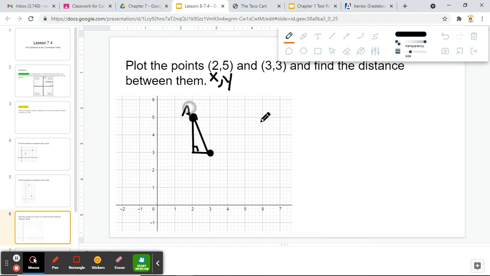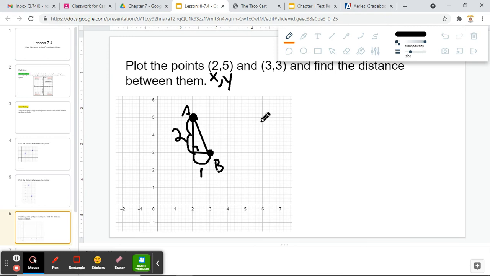So let's call this point A and this point B here. From B to the right angle, it looks like we have to make 1 hop. So this distance here is 1. From our A to the right angle, we have to make 2 hops. So this distance here is 2.